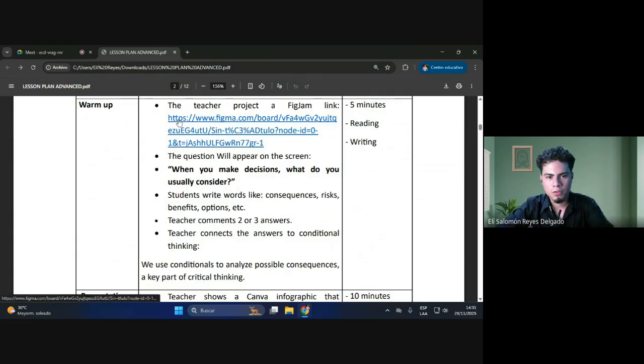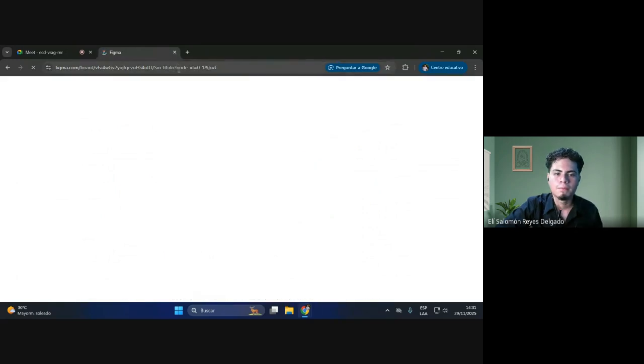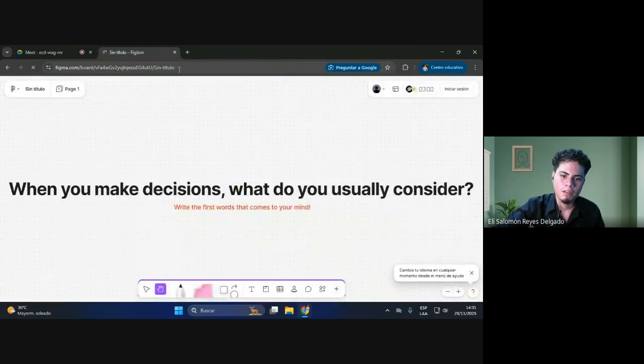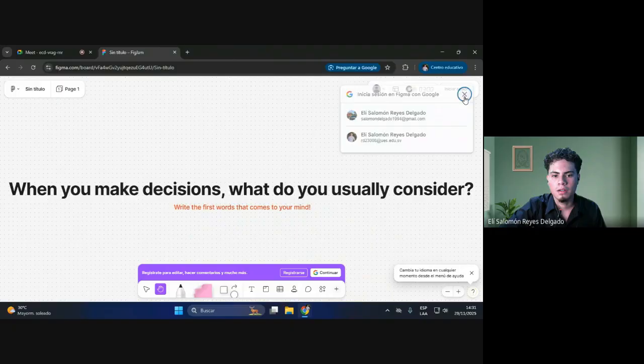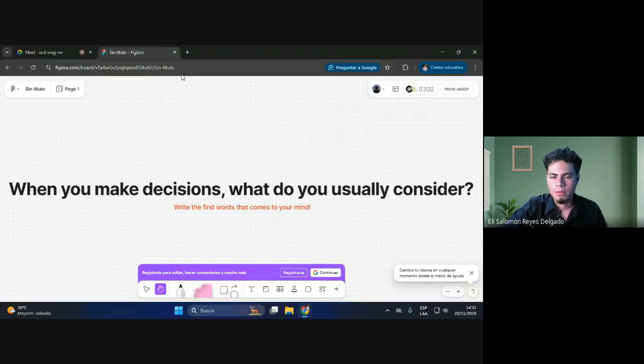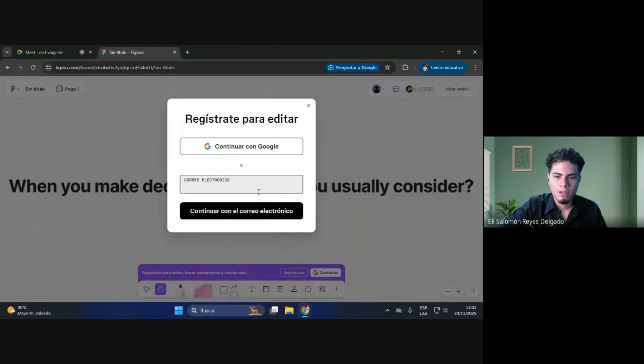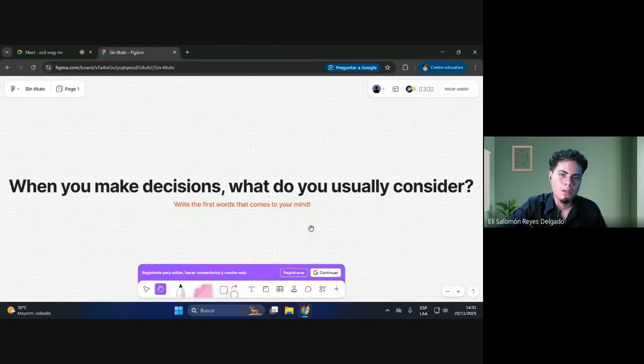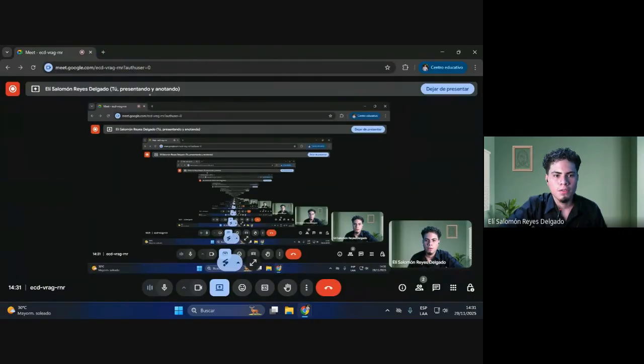Now I'm going to show you the link of the Flip Jump platform. Here is the question, and here is the instruction. So the students can participate in this material. They will have to log in or register on this platform. They can write. This platform is free, so it is no problem for the students.